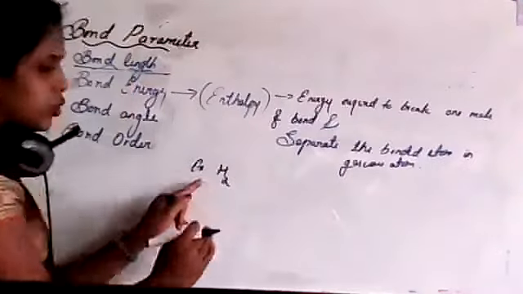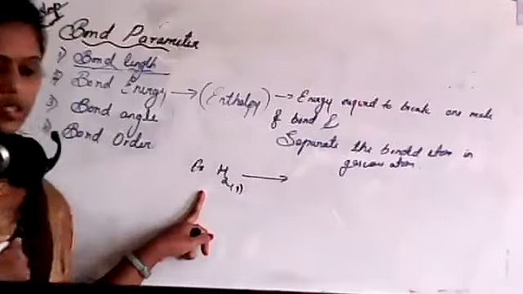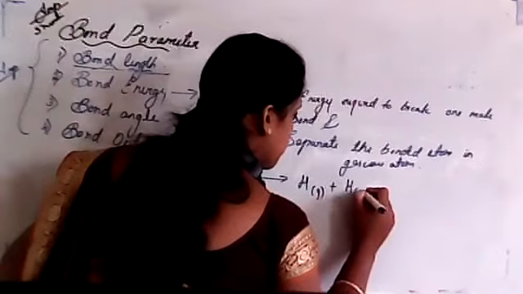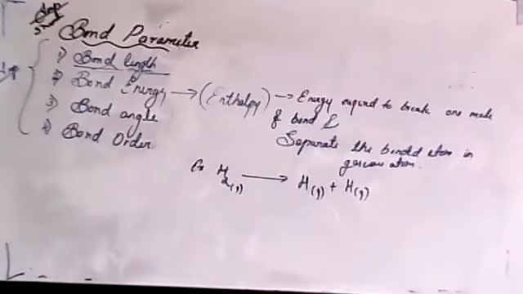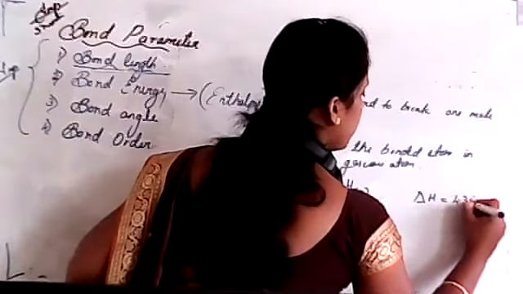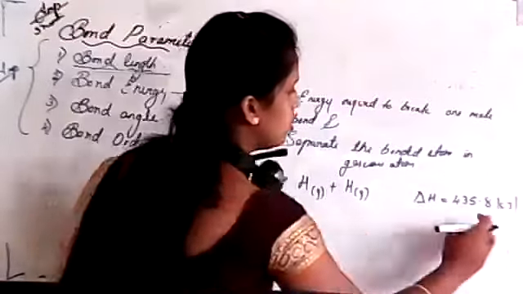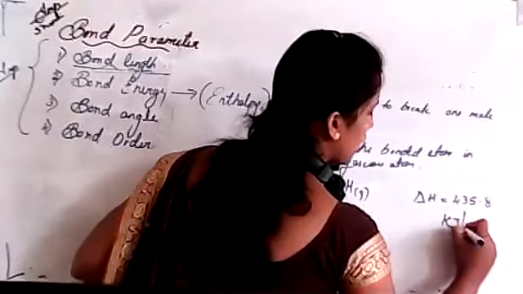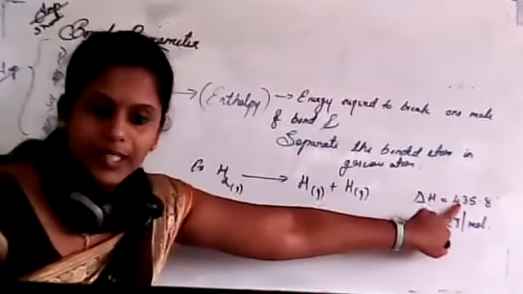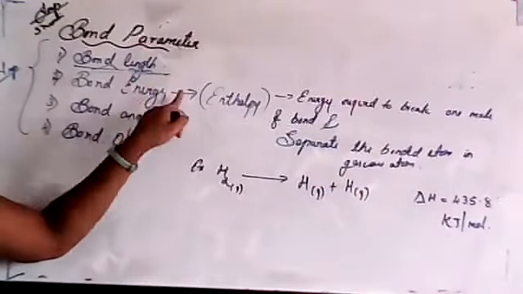For dissociation of hydrogen: hydrogen is a gas itself. It should dissociate into gaseous atoms. It needs a delta H value equal to 435.8 kilojoule per mole. I'll write this unit here, kilojoule per mole. So 435.8 kilojoule per mole is nothing but bond enthalpy or bond energy.